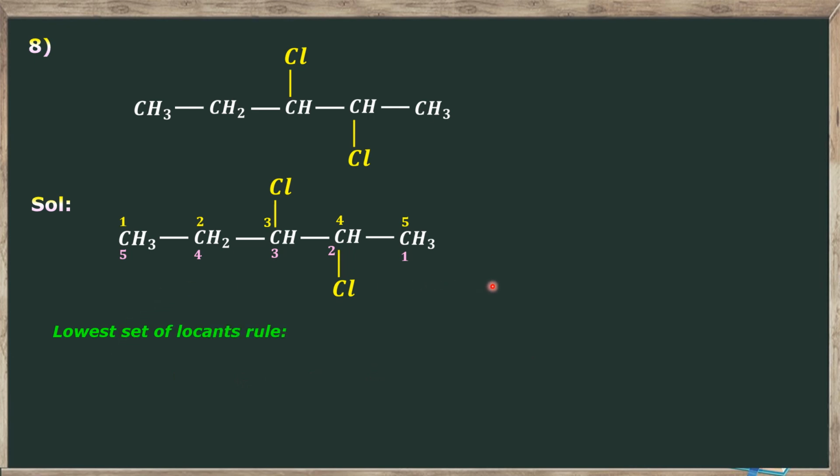Here I will use one rule called lowest set of locants rule. See here, set 1 locants, left to right: 3, 4. That is, third and fourth carbon atoms are bearing substituents. Set 2, from right to left: 2, 3. These are the locants. So we have to compare these two sets term by term. Here 2 is less than 3. So at the first point of difference 2 is less than 3, then you need not compare the remaining terms. That means numbering from right to left is the correct way of numbering.